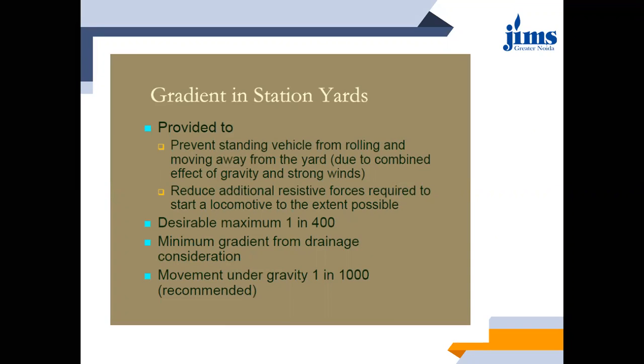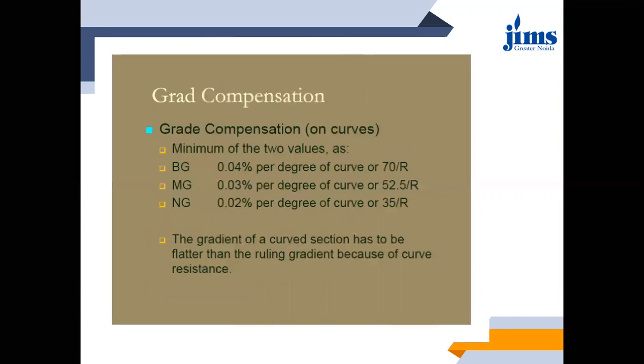And thirdly, apart from providing the gradient for movement under gravity and for drainage, you should always ensure that a standing vehicle is prevented from rolling and moving away. The gradient should be such that the standing vehicle does not move at all by itself, which can happen due to the combined effect of gravity and strong wind. So these are the four kinds of gradients which are provided.